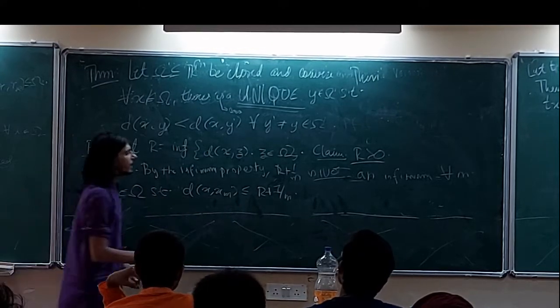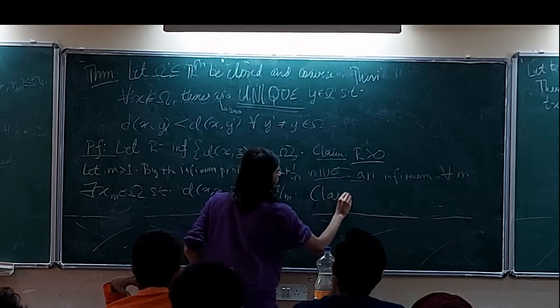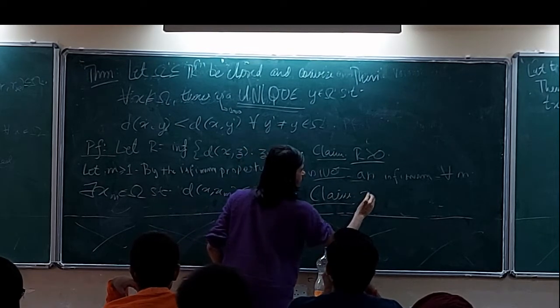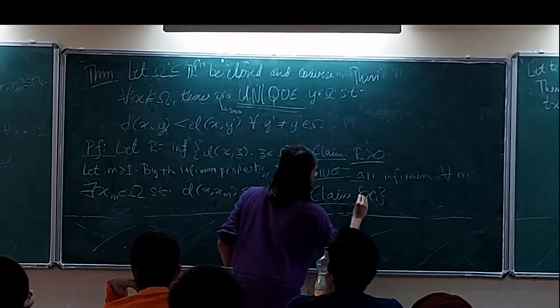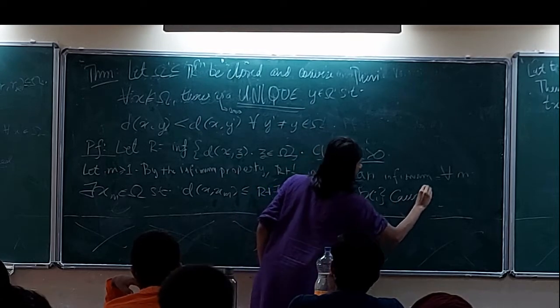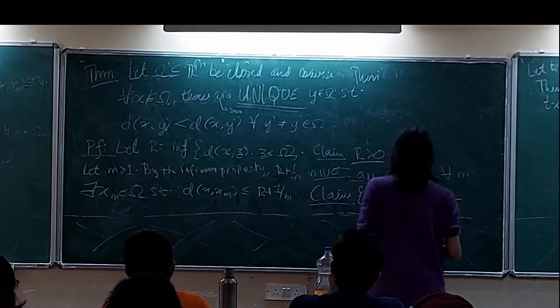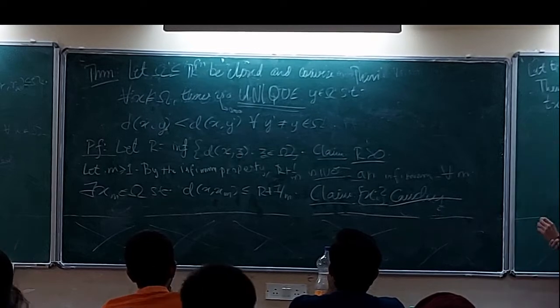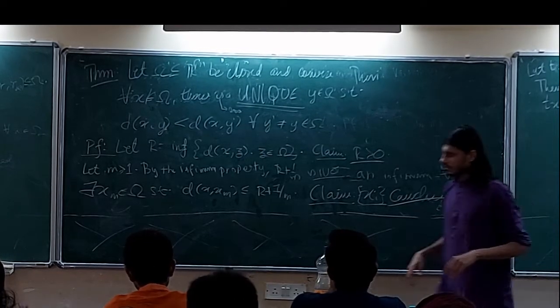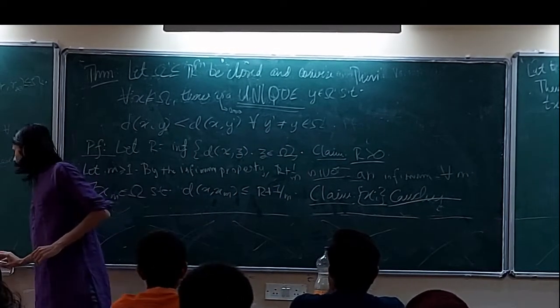Now we are going to claim that the x_i form a Cauchy sequence. So the claim is that the x_i are Cauchy. And now we are going to prove this. The proof is going to involve the parallelogram law.